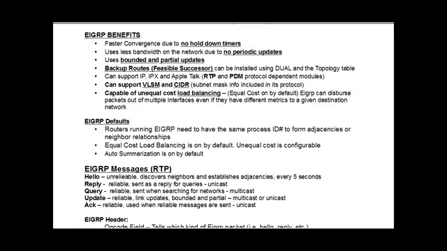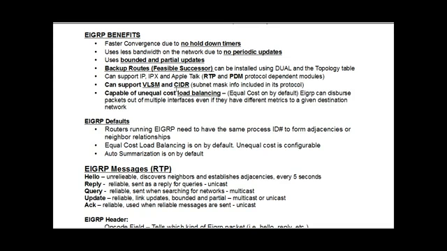It uses less bandwidth on the network due to not having periodic updates like RIP sending out its whole routing table every 30 seconds. I put here, once again, it has bounded and partial updates. We've talked about that. It has backup routes, which are called feasible successor routes, and they can be installed using DUAL and the topology table. And if a best route or a successor route goes down, DUAL, EIGRP, is able to instantly install a feasible successor or backup route from the topology table. And that's pretty nice if it has it.